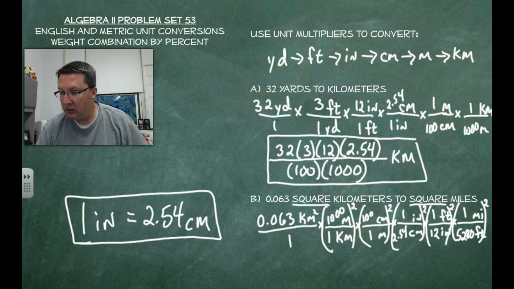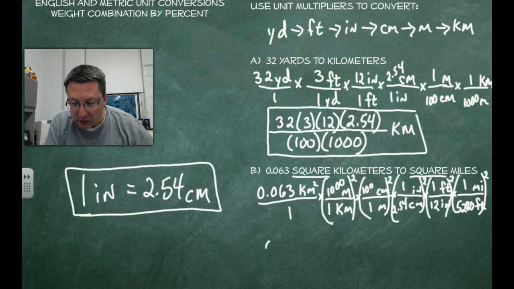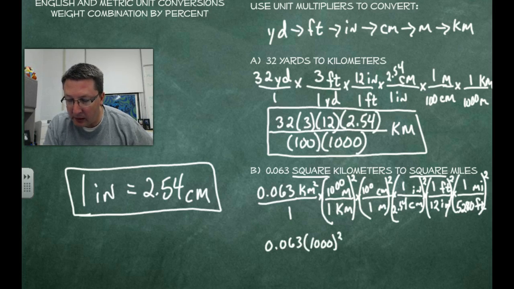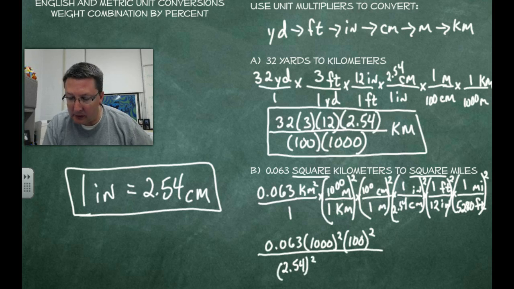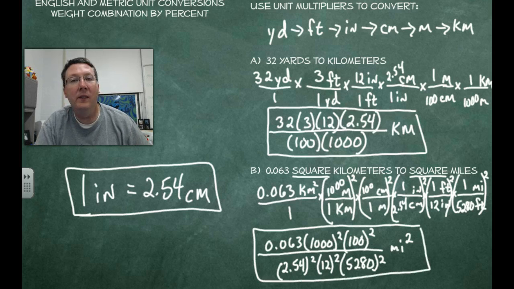Okay, now with this we could simplify this just like we did the one above and write it as one big fraction. One thing you should notice is this first number, this 0.063, that is the only number not being squared in this whole problem. So we have 0.063 times 1,000 squared times 100 squared times 1 times 1 times 1. Don't need those. Over. On the bottom I have a 2.54 squared and a 12 squared and a 5,280 squared. And my final units were miles squared. So there's my simplified answer.